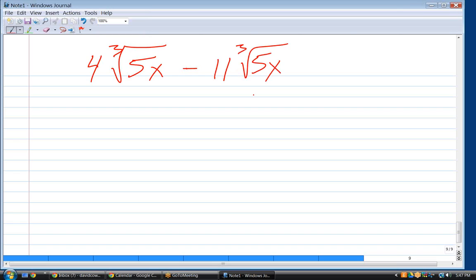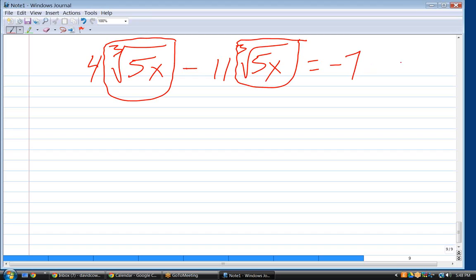What's our apple? 4 and 11. No. The cube root of 5x. There's our apple right there. So if I have 4 apples minus 11 apples, what do I have? -7 apples, which are cube root of 5x. Okay.